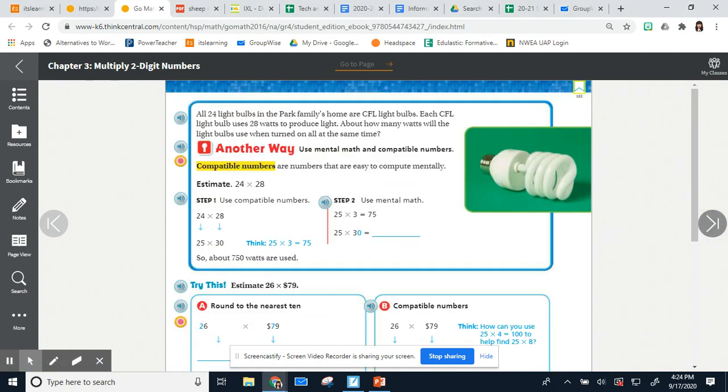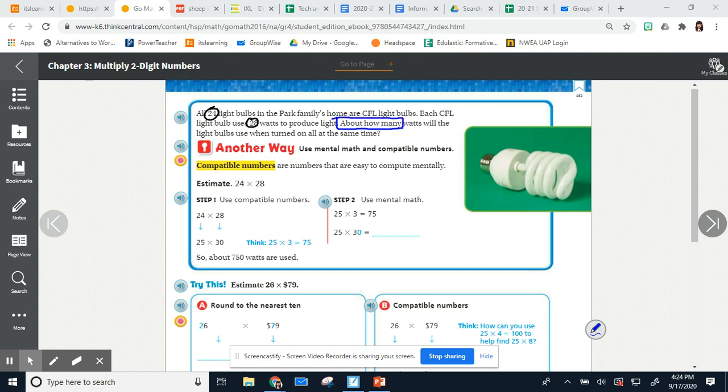So this is going back to our rounding skills. Okay, here's another one. All 24 light bulbs in the Park family's home are CFL light bulbs. Each CFL light bulb uses 28 watts to produce light. About how many watts will the light bulbs use when turned on all at the same time? So again, when you see those words about how many, we're looking for an estimate, not an exact answer.